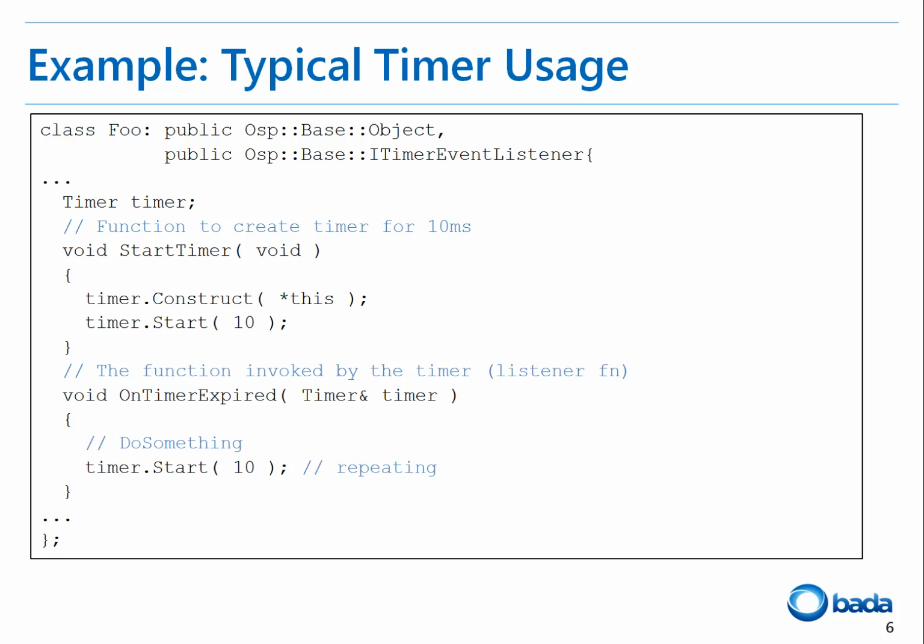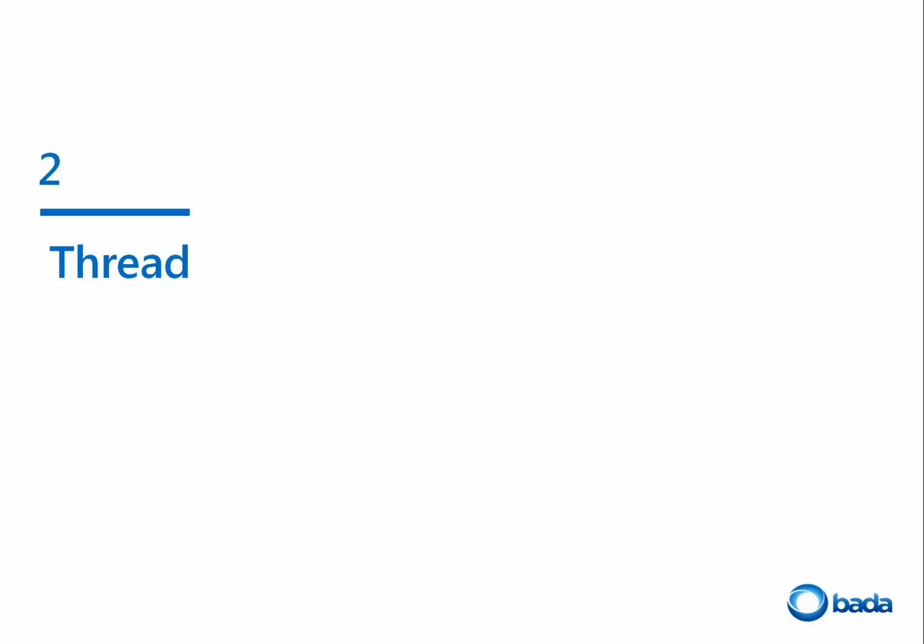Then, the start timer function is implemented to start the timer in the program. This function constructs the timer, adds the listener, and then calls the start function. For this start function, the timeout parameter has been set to 10, so that the onTimerExpired function is called after 10 milliseconds. The onTimerExpired function performs the operation and then restarts the timer operation, so that the onTimerExpired function will be called again. Next, we'll have a look at Bada's thread class.